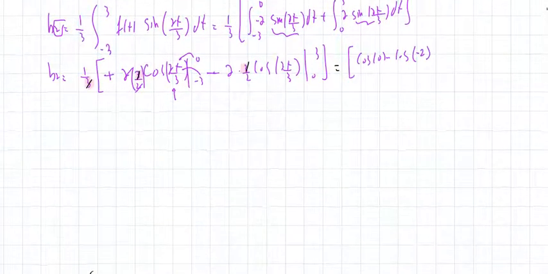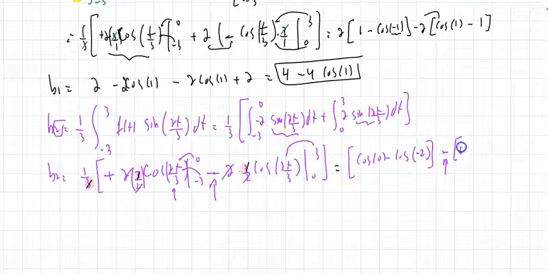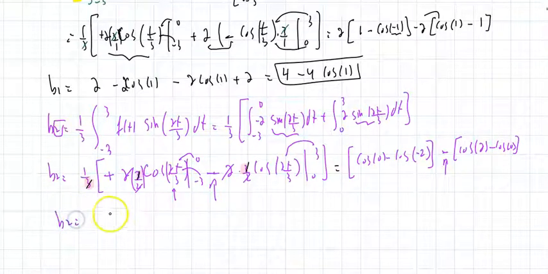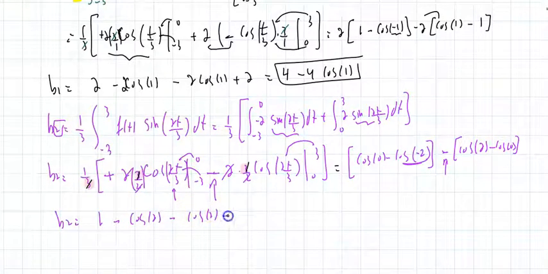Minus, the 2's cancel out, the cosine of 2 minus the cosine of 0. So B sub 2 would be, the cosine of 0 is 1. That is an even function, it absorbs the negative, minus the cosine of 2 minus plus 1. So I'm getting 2 minus 2 the cosine of 2.